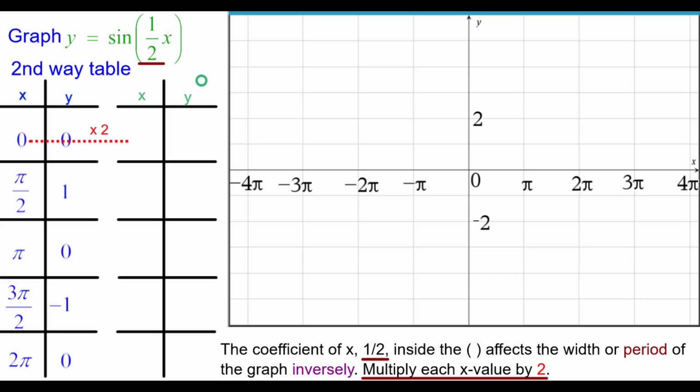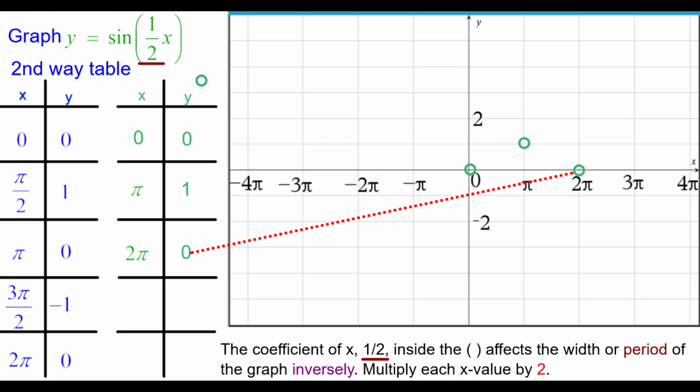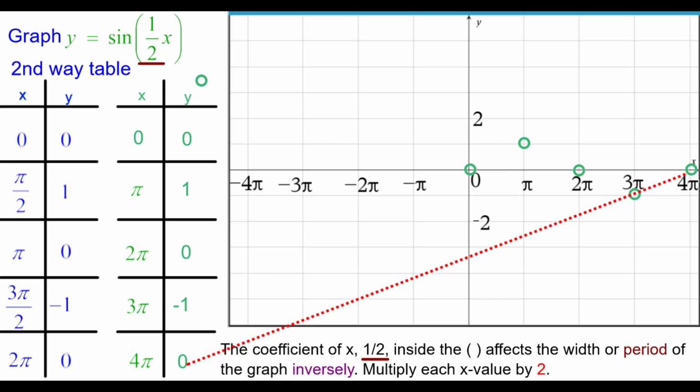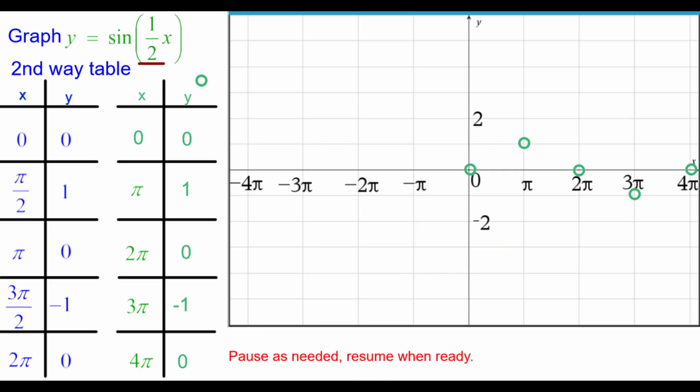So multiplying each x value by 2, 0 times 2 is 0, but the y values are kept the same. Those are not affected by this half. Pi over 2 times 2 is pi, comma 1. Doubling pi, we get 2 pi, comma 0. 3 pi over 2 times 2 is 3 pi, I'm sorry, comma -1. And doubling 2 pi, we get 4 pi, comma 0. Pause as needed.